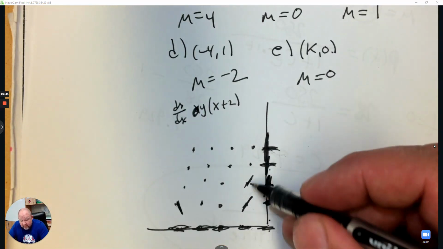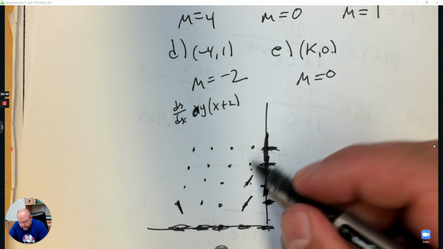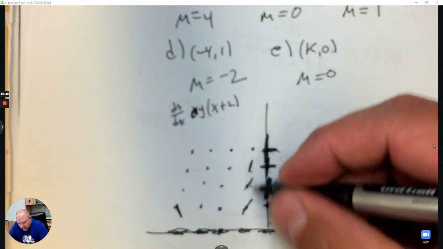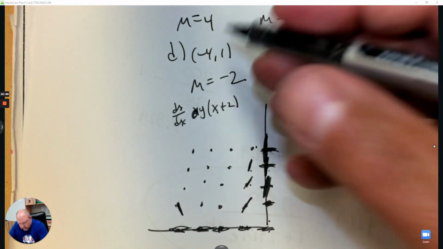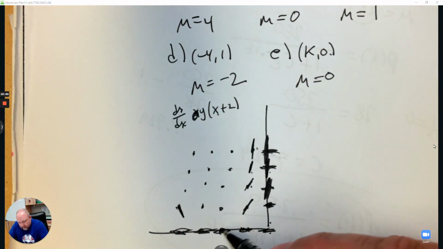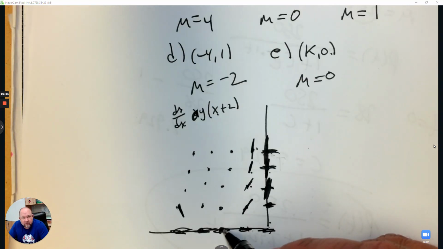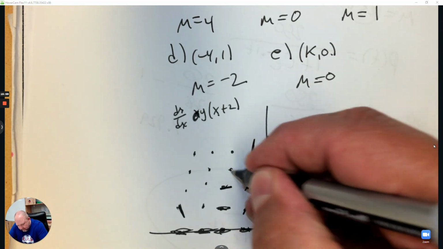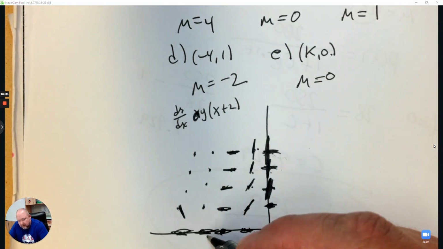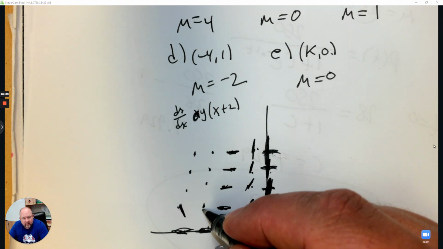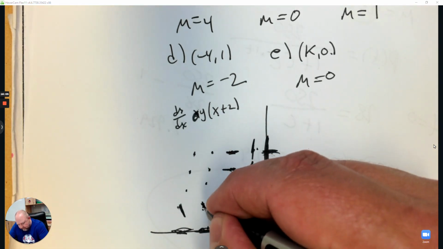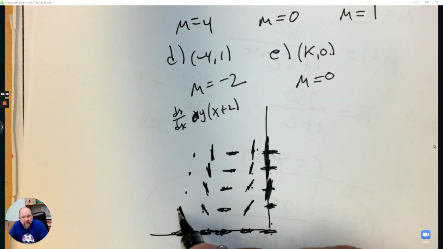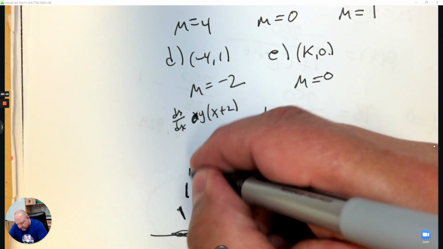Okay, so (-1, 3), that's 3. (-1, 4), that's 4. Anywhere x is -2, this will all be 0. That's good to know. (-3, 1), that's going to be -1, -2, -3, -4. And then these on this side are going to match, right?